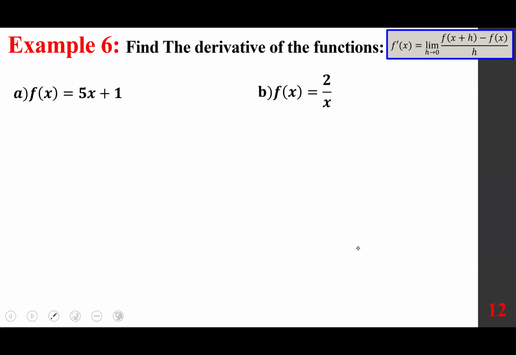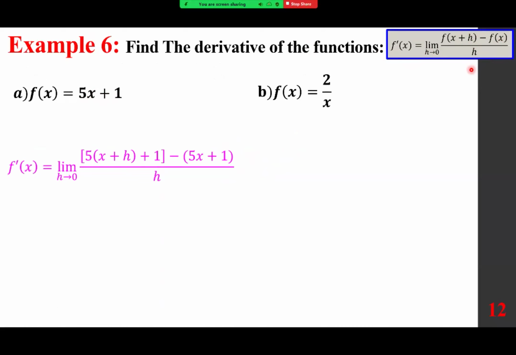We are going to find the derivative of the function using the definition. Again, please bear in mind, we do this pretty fast in the next section when we use rules. But for this one, for example, f prime of x is the limit as h approaches 0 of f of x plus h, which makes it 5 times x plus h plus 1, minus f of x itself, over h. So all you have to do is simplify this fraction and you get to the answer.